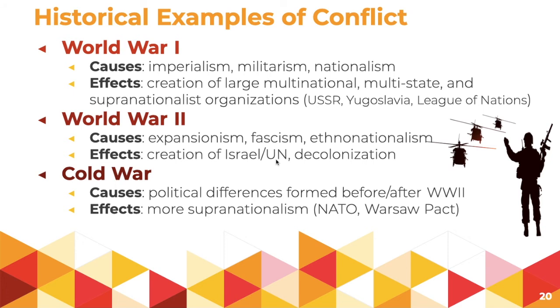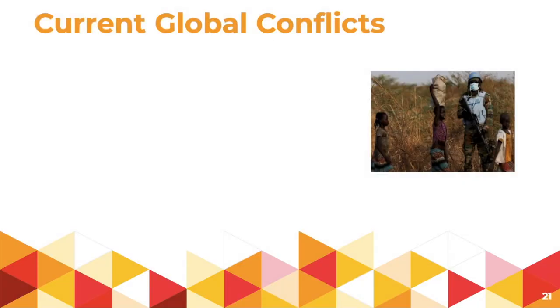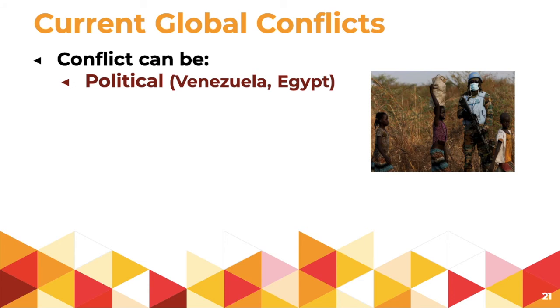We see these different supranational organizations developing throughout the 1900s, World War I, World War II, and the Cold War itself. And many of these organizations are still around today. Now, today, conflict hasn't just gone away. We have many different types of conflicts around the world. Political conflict, such as the ones that are taking place in Venezuela and Egypt.